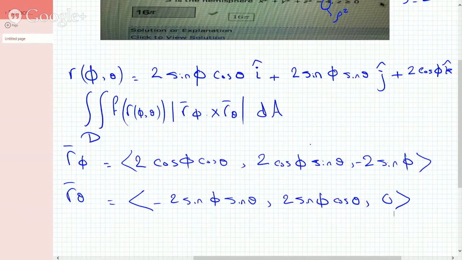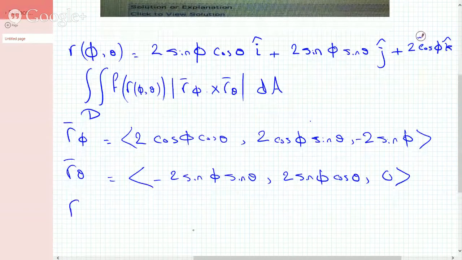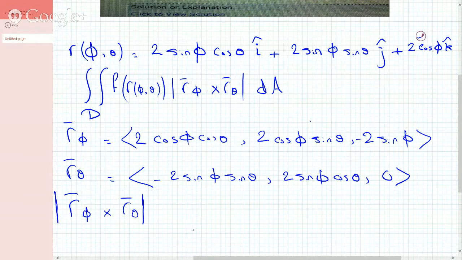Okay, and now we can take the cross product of those two vectors, and then when we're done, take the magnitude of this cross product. I will not work out the details of the cross product because that's really basic math. You can see my other videos on that if you need help, but I will write an answer here. The cross product will be a vector, and then you take the magnitude of that vector, and it turns out to be 4 sine phi.